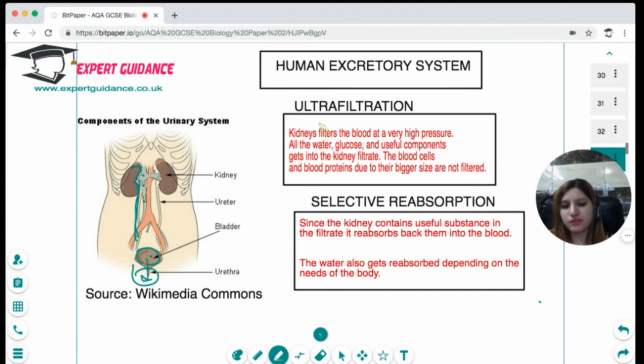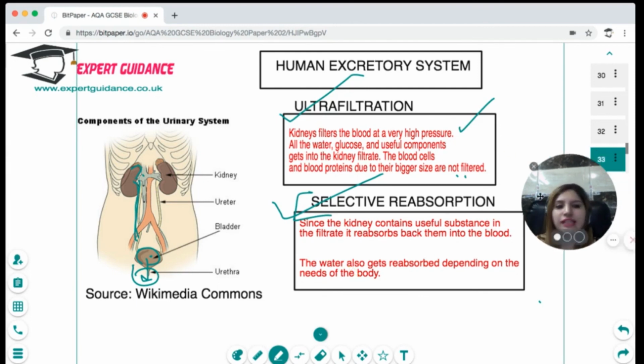Now there are two processes that work in the excretory system, ultrafiltration and selective reabsorption. In ultrafiltration, the kidneys filter the blood at a very high pressure. All the water, glucose, and useful components also get into the kidney filtrate. The blood cells and the blood proteins are too big to be filtered. Now, once these essential things are in the kidney filtrate, they need to be reabsorbed back into the blood. So this process is known as selective reabsorption, where the useful components are reabsorbed back into the blood. The water gets reabsorbed at different levels depending on the need of the body. Therefore, we call it selective reabsorption.